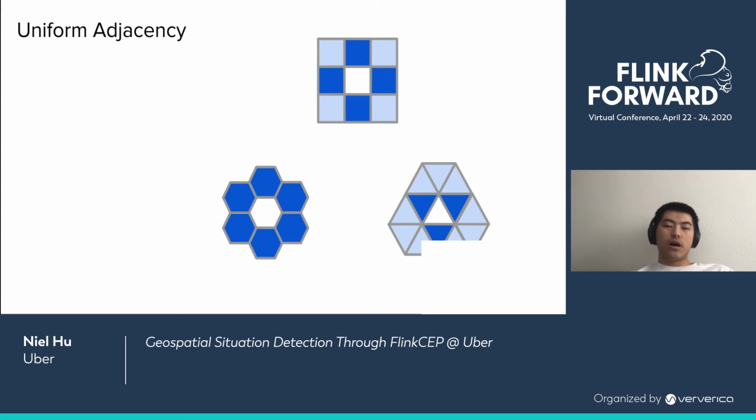There are several open source options. People usually use GeoHash, and there is also the S2 library developed by Google. The reason why we use hexagons is because a hexagon has this nice property called uniform adjacency, which means that a hexagon only has a single kind of neighbor in all directions. Squares and triangles have different kinds of neighbors.